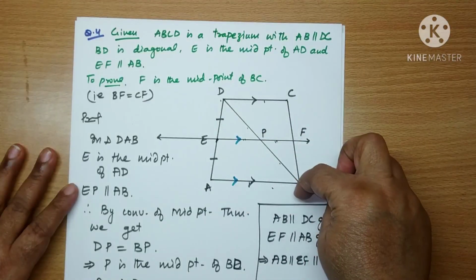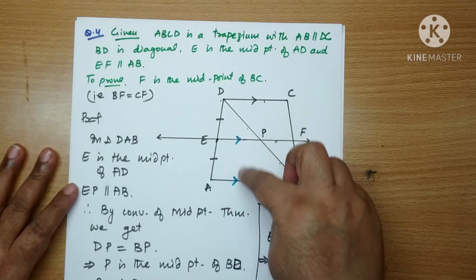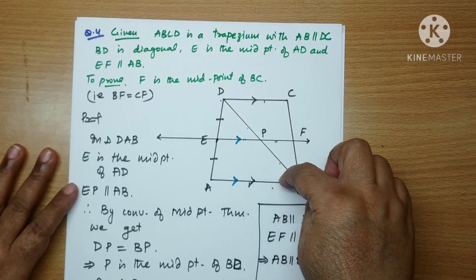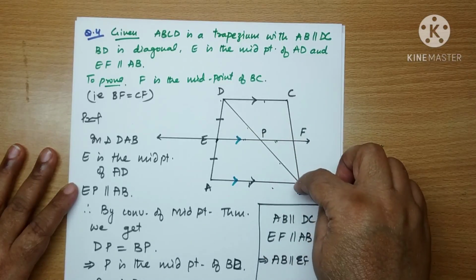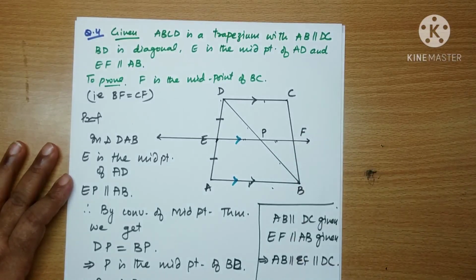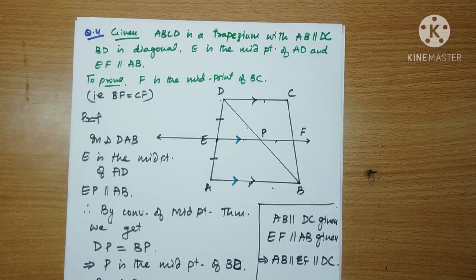So we use that converse of midpoint theorem. Here in this triangle ABD, E was midpoint, given, and this line is parallel, given. Therefore, obviously P is the midpoint of BD. So I got P midpoint of BD. Now again applied midpoint theorem in the triangle BDC and got F as the midpoint of BC. That's all.